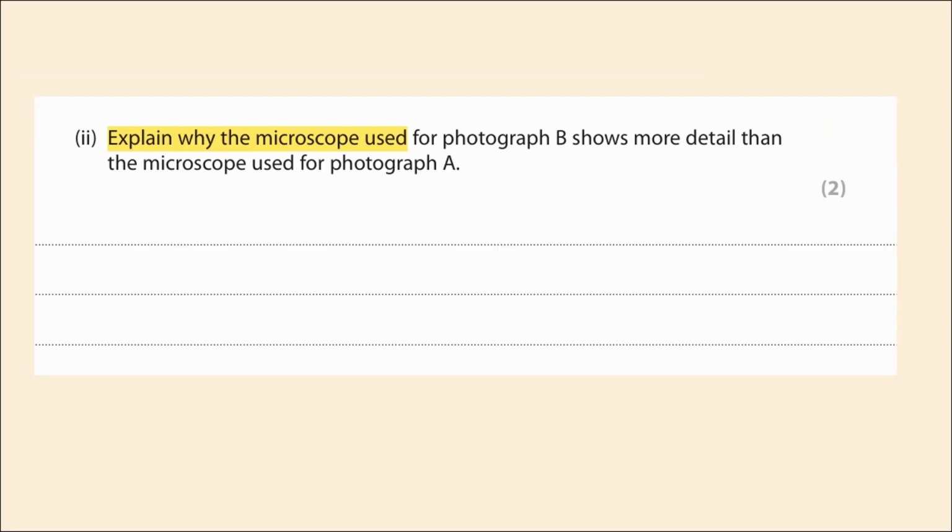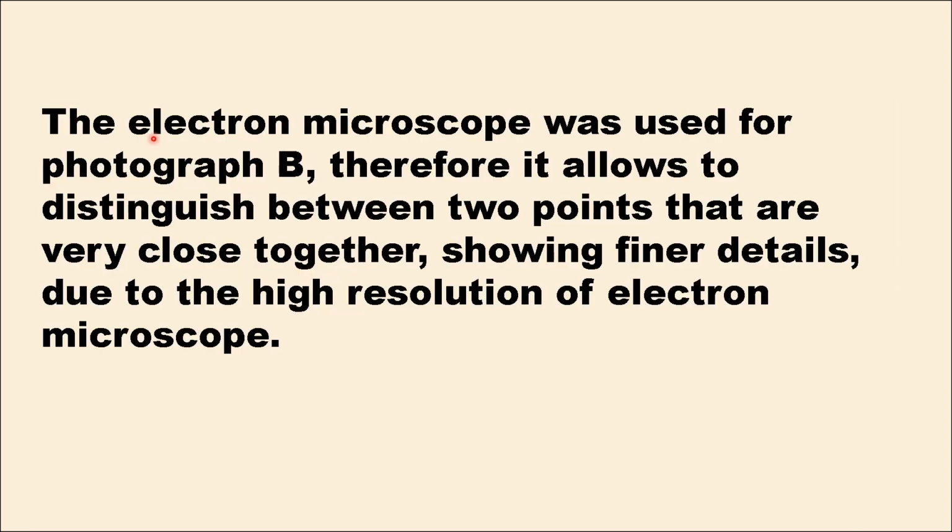Then the question is, explain why the microscope used for photograph B shows more detail than the microscope used for photograph A. And here we have to talk about the resolution power. Here you can't use the magnification. The electron microscope was used for photograph B, therefore it allows you to distinguish between two points that are very close together, showing finer details due to the high resolution of the electron microscope.